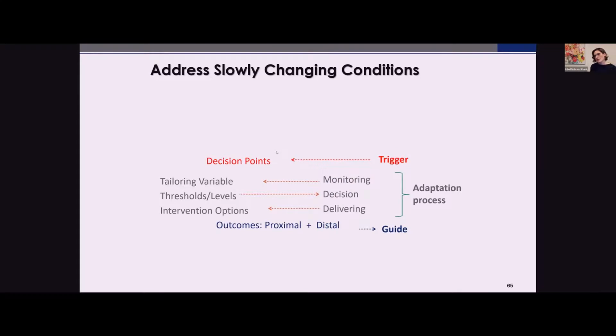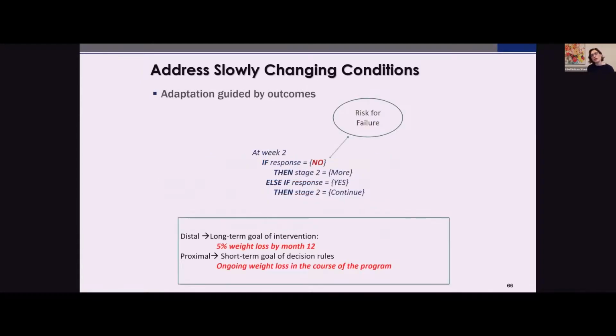And the adaptation process is guided by the need to achieve 2 types of outcomes: proximal outcomes and a distal outcome. The distal outcome is the ultimate goal the intervention is intended to achieve. That's your end game, right? Here, it's 5% weight loss by month 12. But to achieve this distal outcome here, the adaptation process is designed to address proximal outcomes. Here, one of the proximal outcomes is ongoing weight loss in the course of the program.